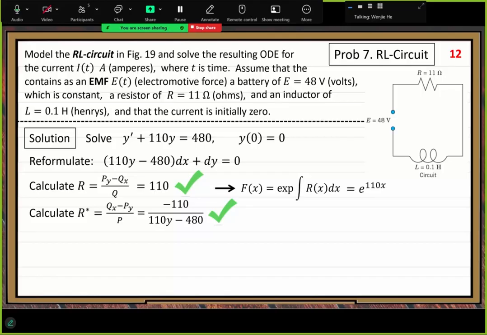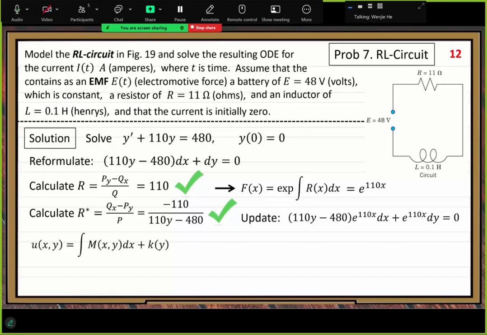We can calculate the F, so that is e to the 110x. We only need one factor, so we only take one. No C, don't worry about C. Now let's update. We multiply this integrating factor on the previous differential form. This time we expect it's an exact differential form, although you can check if you want. But now we solve it using the standard way to find that total differential.